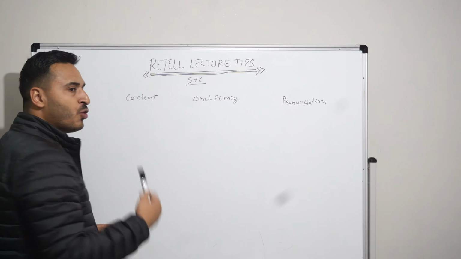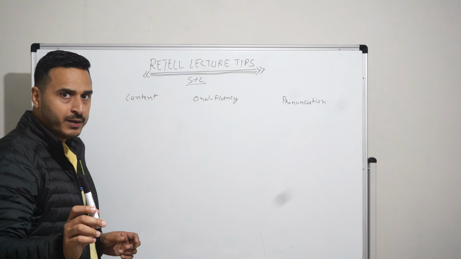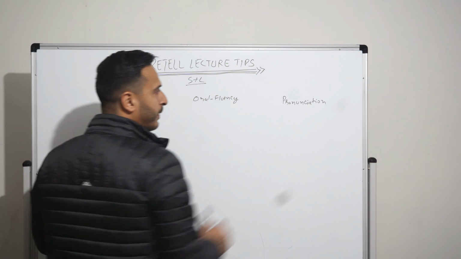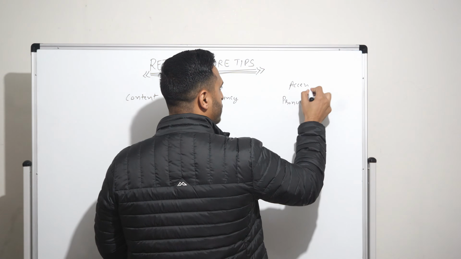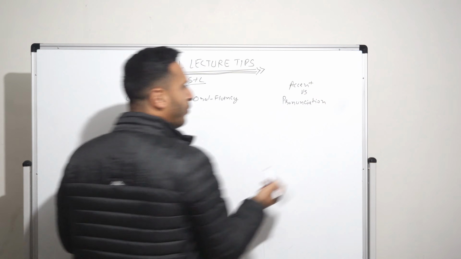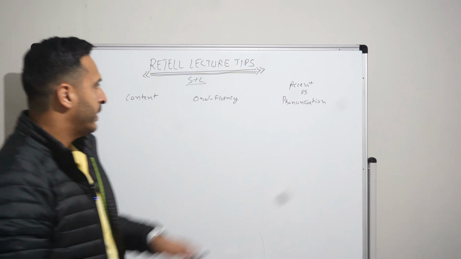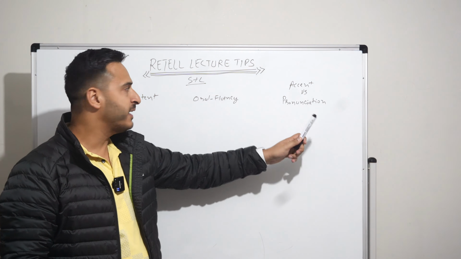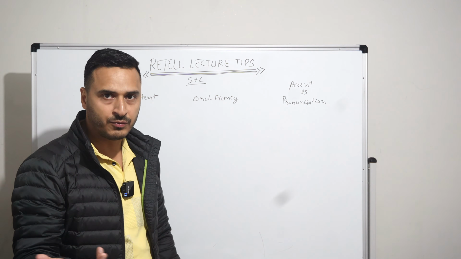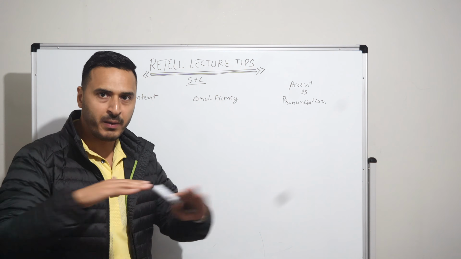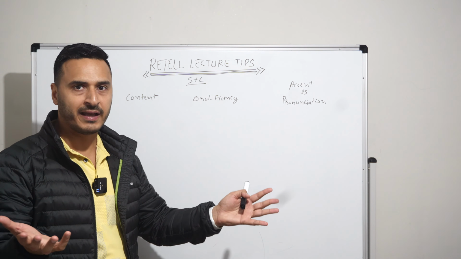Oral fluency means your speed. Don't try to speak faster, right? Pronunciation. Understand pronunciation versus accent. Some students think that if we use a foreigner accent, then only we can get good scores. No. It doesn't matter what your accent is. The main thing is pronunciation, clarity. Clarity of words, what you are speaking. So you have to maintain these 3 pillars, right? You have to balance all the things.